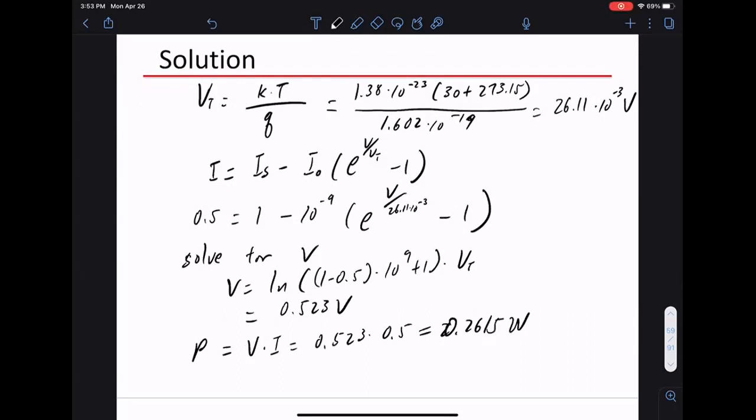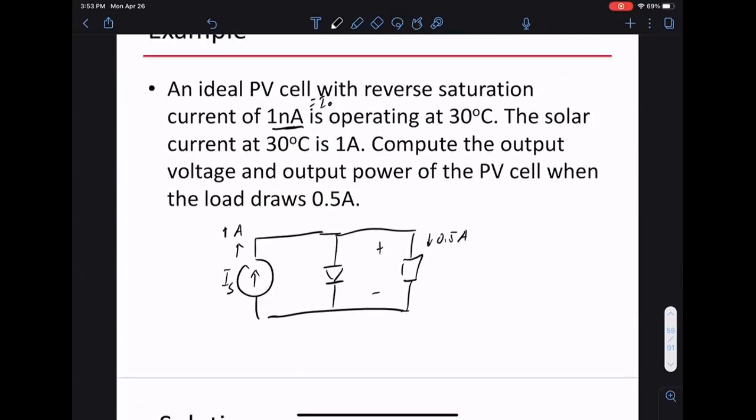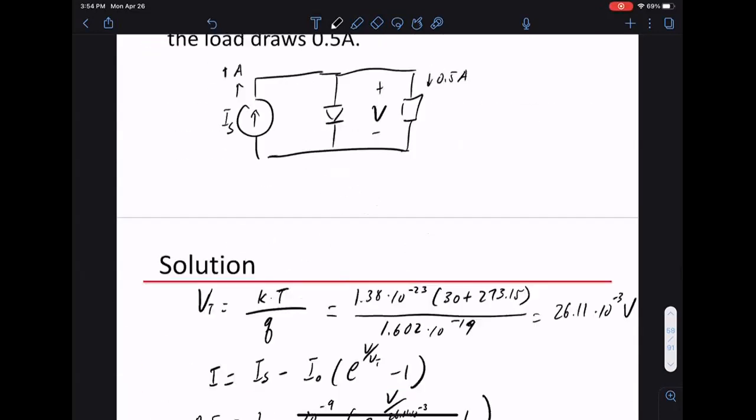Can you go up one slide? I just want to see the problem. So you calculate the voltage across the diode, right? Yeah, or the voltage across the load. It's the same voltage. Oh, okay. Same voltage. They're in parallel to each other. Any other questions about this?